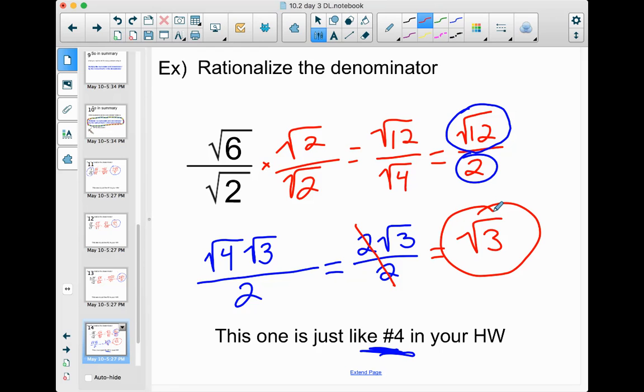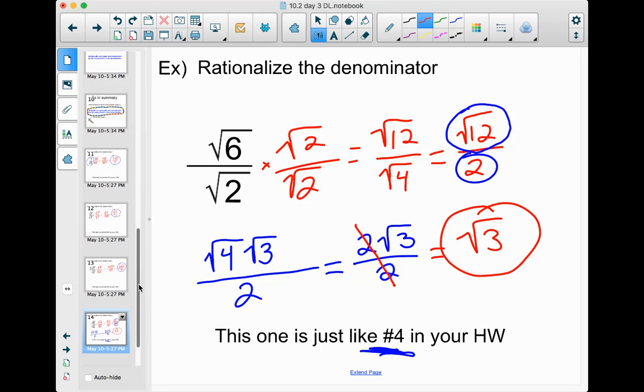All right. So hopefully that was helpful for you when rationalizing the denominator. If you have any questions, make sure you reach out to Mr.